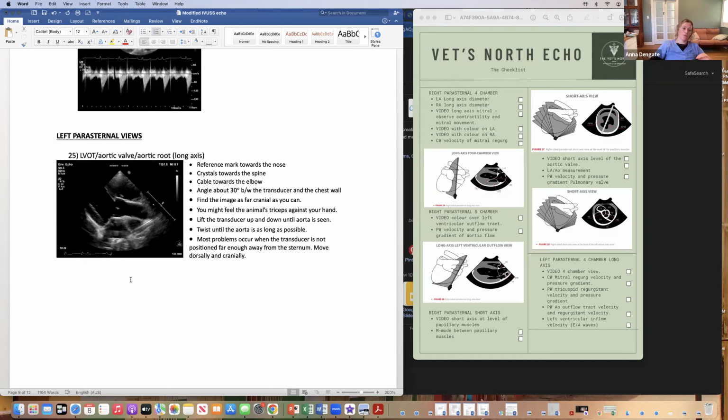So looking at this view, I am probably a couple of rib spaces cranial from where they are. So my heart's not on its head at all anymore. My heart's on its side. So I'm more level actually with the base of the heart.